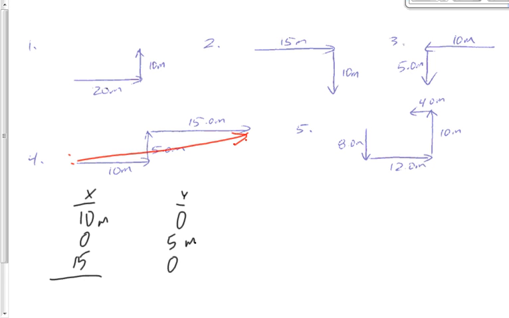10 plus 15 is 25. 0 plus 5 plus 0 is 5. Let's redraw it. We got 25 to the right, and we got 5 upwards here. The resultant vector is drawn from start to finish. Let's find the value of that resultant vector.